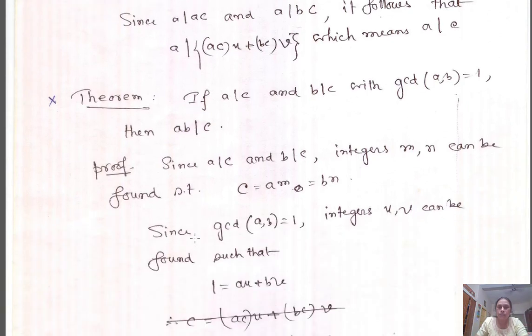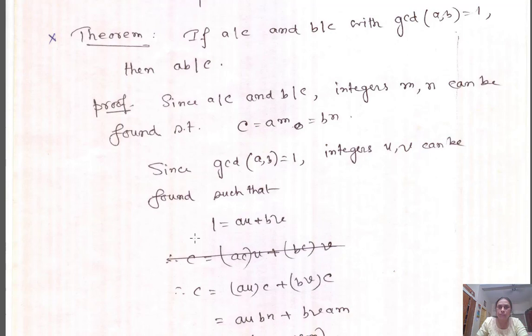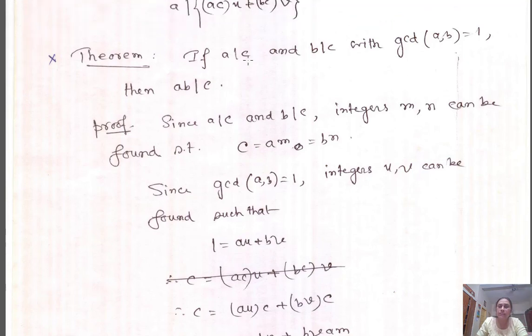This one also uses Bezout's identity, and you can prove it. This says that if A divides C, B divides C, and the GCD of A and B is 1, then AB divides C. A divides C, B divides C, A and B are co-prime, then AB must divide C.